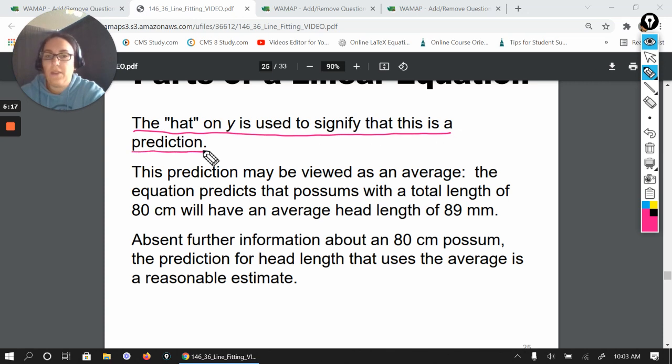This prediction may be viewed as an average. The equation predicts that possums with a total length of 80 centimeters will have an average head length of 89 millimeters. Absent further information about an 80 centimeter possum, the prediction for head length that uses the average is a reasonable estimate.